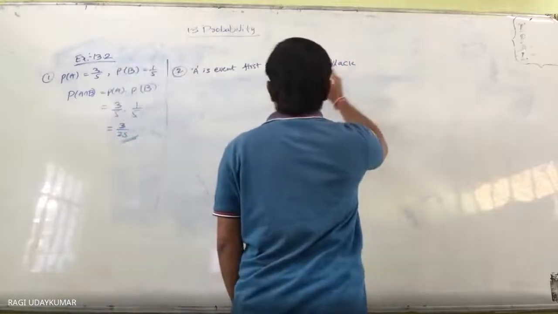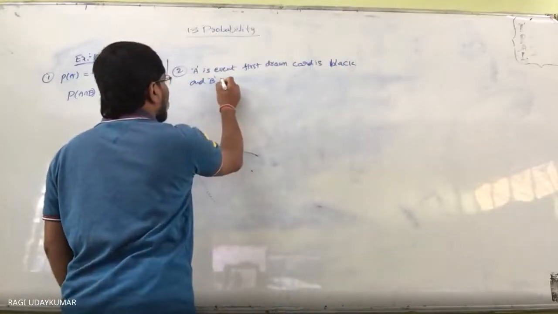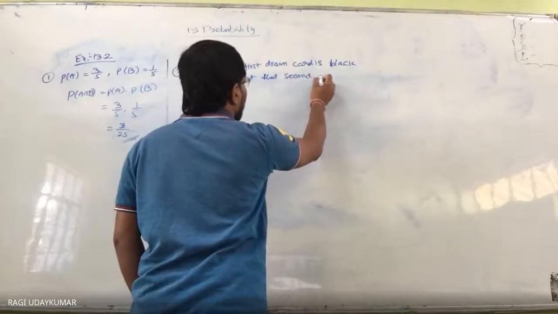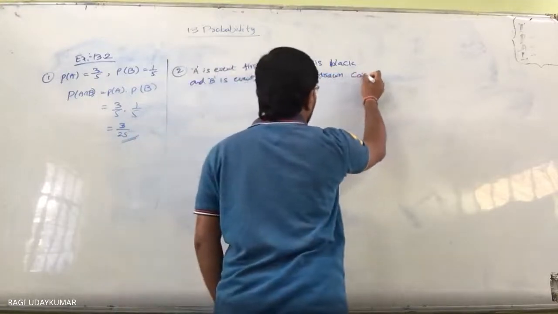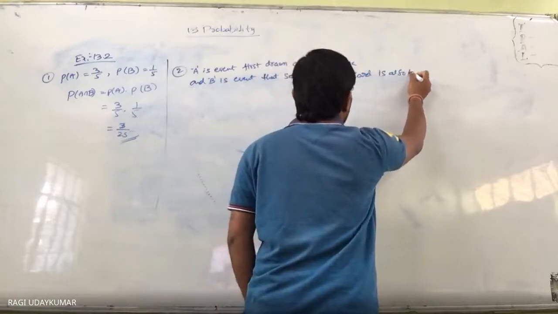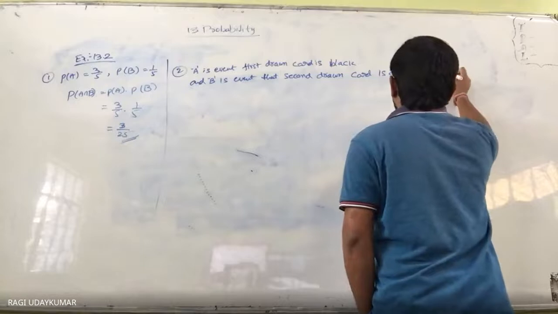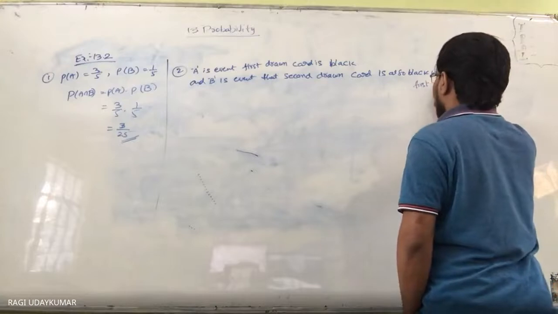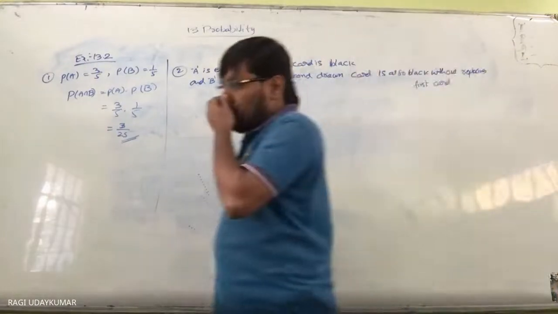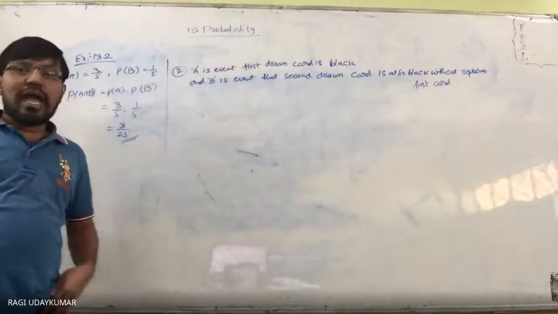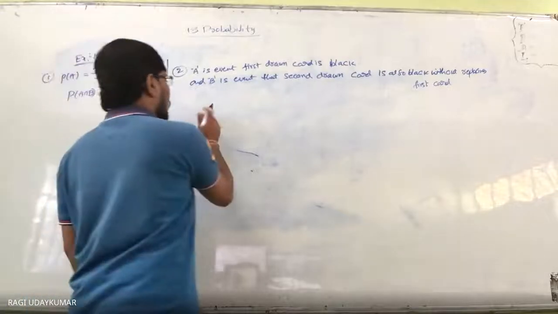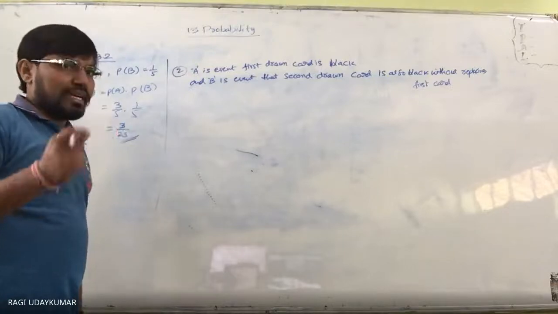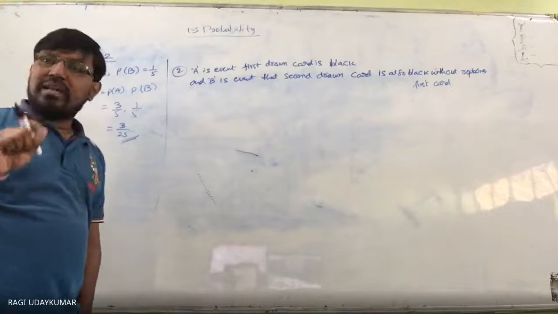And B is an event that the second drawn card is also black, without replacing the first card. So what we have to find out here is the probability that both the cards are black. Both the cards means the first card is black and the second card is also black. That can be represented in what way here?